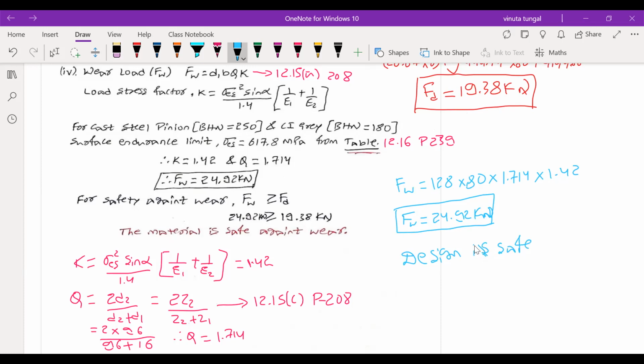This is how we need to calculate the wear load, dynamic load, and face width. If this question is asked in the exam, the weightage will be 16 to 20 marks. Okay, thank you.